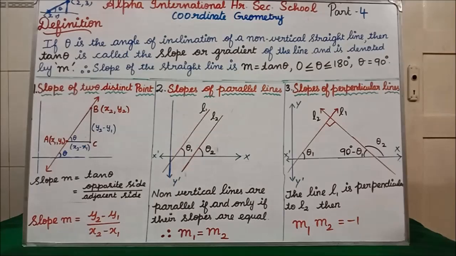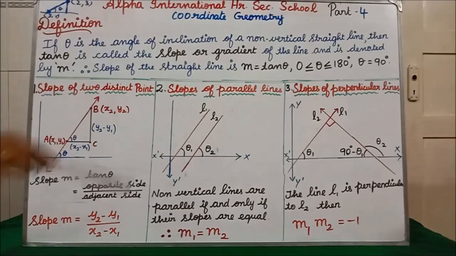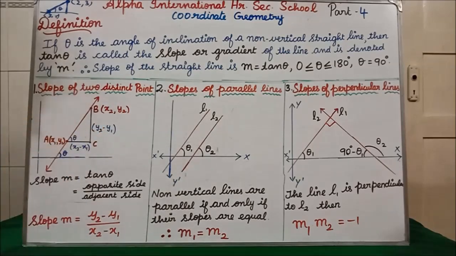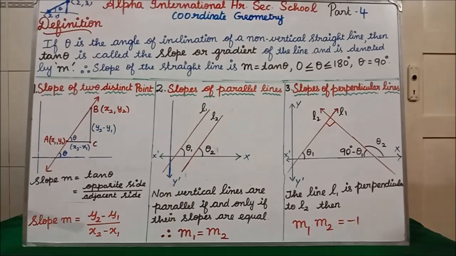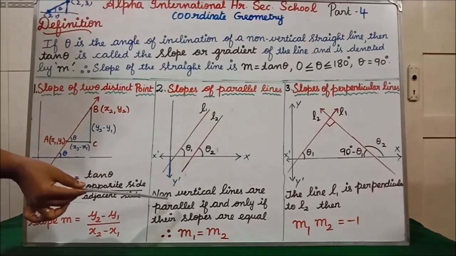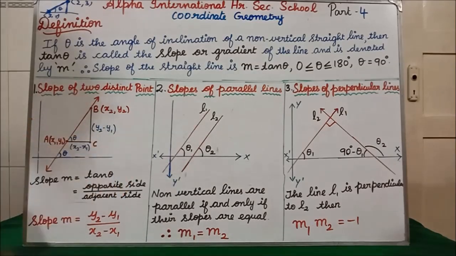Next, the slope of parallel lines. In the question, if they ask you to find the slope of parallel lines, see, parallel lines means one line is coming, L1, and another line we are taking. See, these two lines are parallel. This is one slope and this is one slope. See, I have drawn the angle of inclination. I have told you the angle of inclination you have to draw in the counterclockwise direction, from the positive direction of x only. Non-vertical lines are parallel if and only if the slopes are equal.